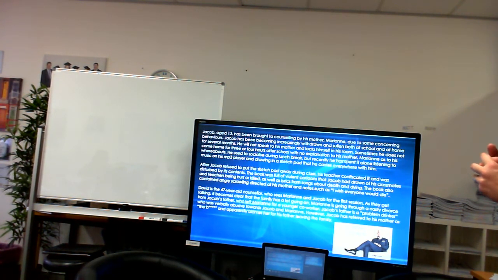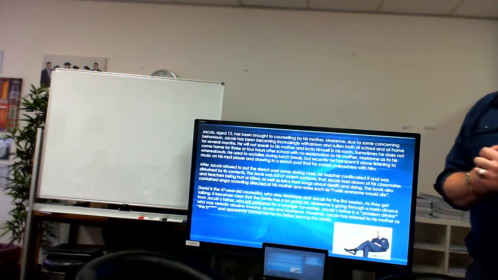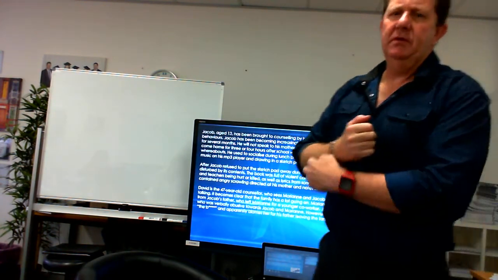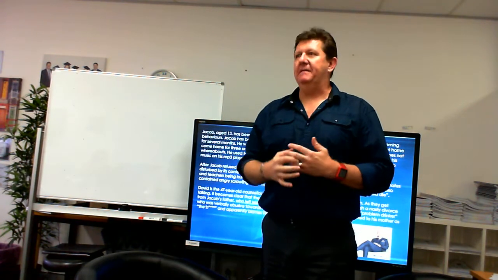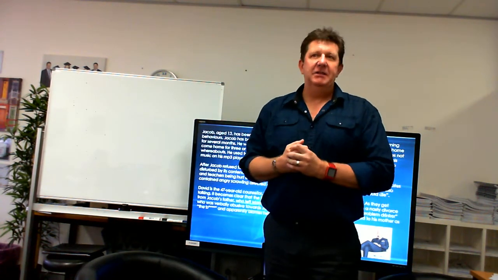Marianne is going through a nasty divorce from Jacob's father, who left Marianne for a younger co-worker. Jacob's father is a problem drinker who has been verbally abusive towards Jacob and Marianne. However, Jacob apparently blames his mother for the father leaving the family. Right, so this is quite a complex case, or not that complex. I mean, it sounds like a lot of cases that we work with, to be honest.